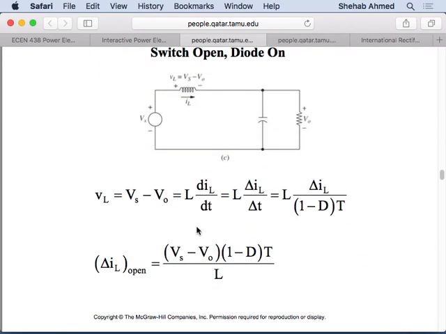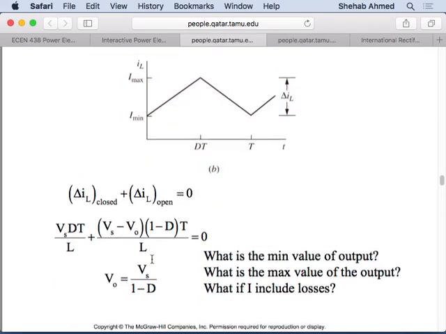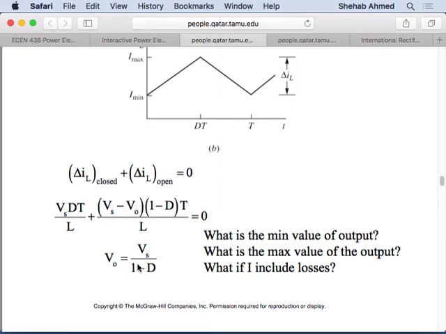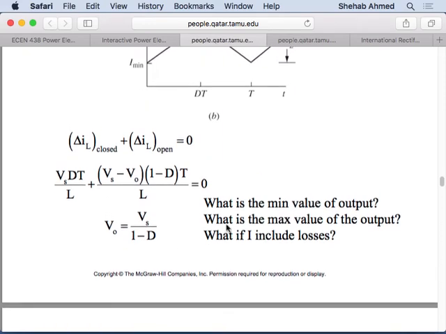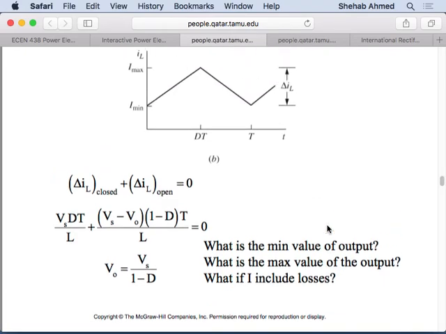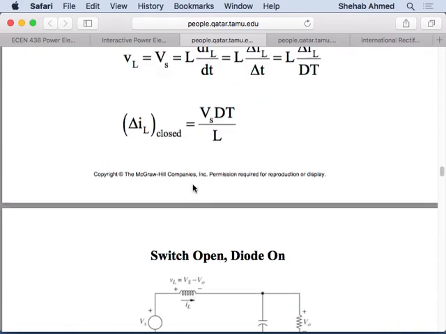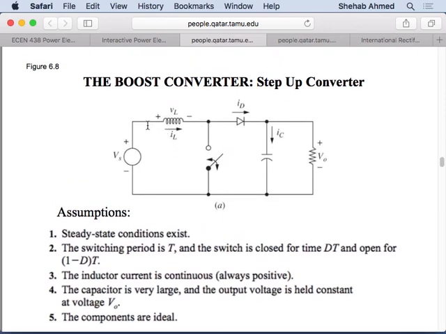Okay, so we came up with this, and I showed you how to come up with this without the equations, right? So what is the maximum value of the output? It's infinite, right? We said it's infinite only if I don't have losses in place. If I have losses in place, then it does not become infinite. Because what happens when you have losses in place? Let's say this inductor has a resistance in series, right? What's going to happen to the output voltage?